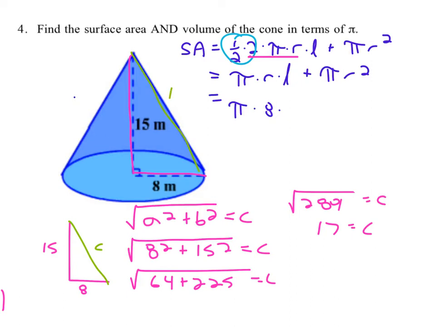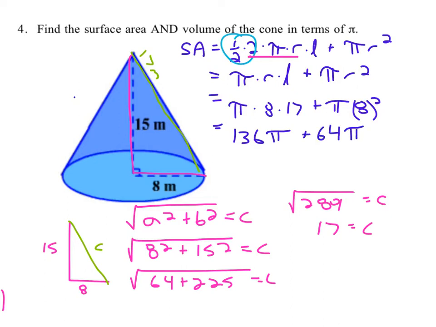So we found this to be 17 meters. And actually, let me write that differently because it's kind of in the way of our calculations. I'll just write it up here, 17 meters. So then when we fill in the slant height, I put 17, okay, plus pi times the radius, which is 8, times 8 squared. Okay, and when we calculate that out, 8 times 17 is 136, so 136 pi. And 8 times 8 is 64, so 64 pi for this part, for the area of the base.